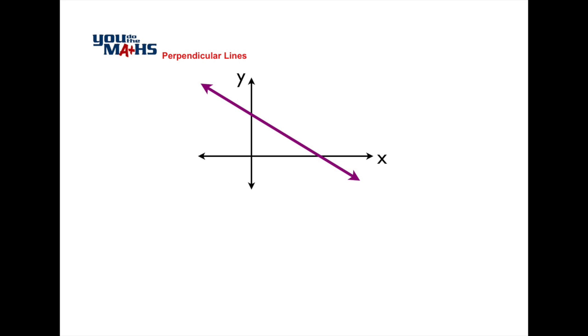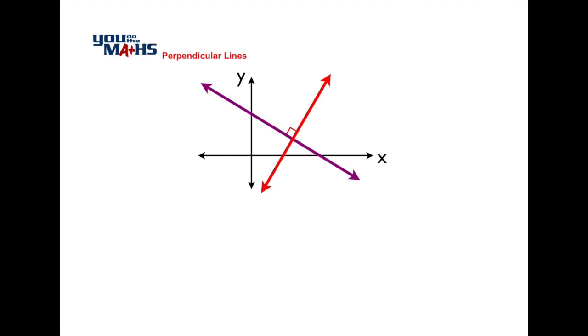Given any line, like the one shown here in purple, it's often useful to be able to find the equation for a line perpendicular to it. So for example, let's say we've got a line perpendicular to the purple one, like the one shown here in red. We'll notice that in most cases, one line will have a positive gradient and another line will have a negative gradient. The exception to this, of course, is with a horizontal line and a vertical line.